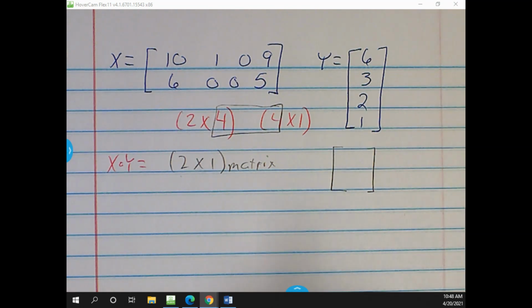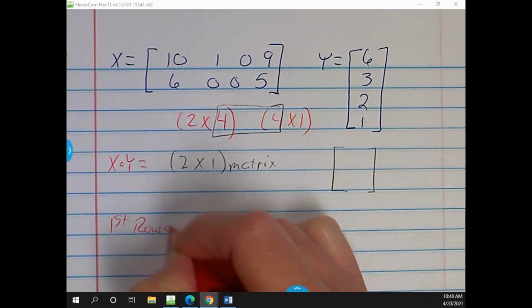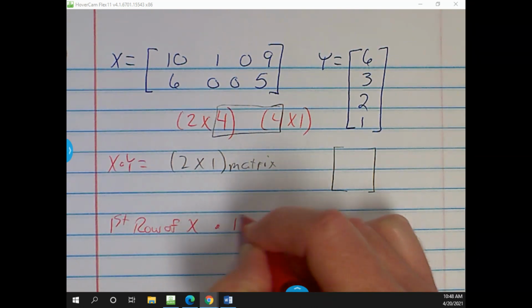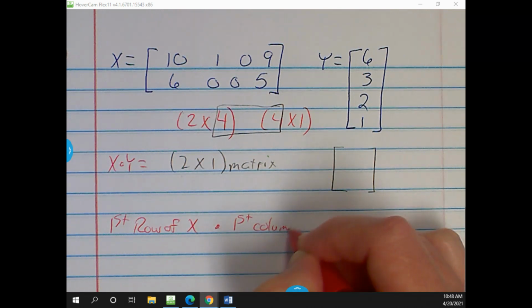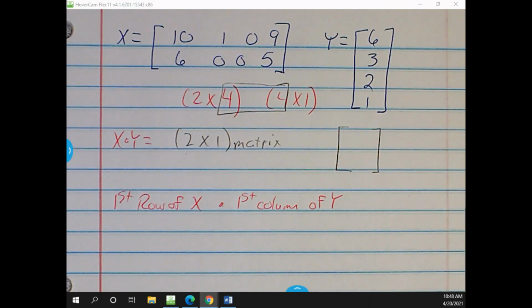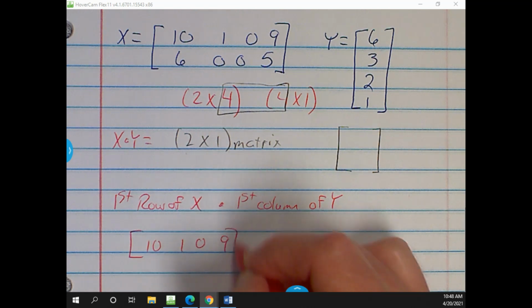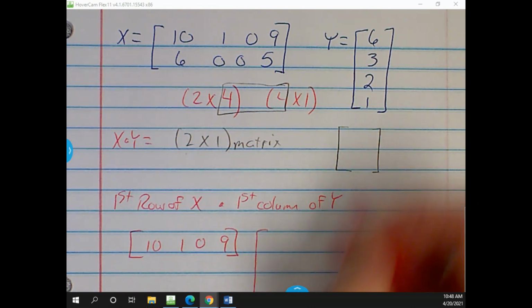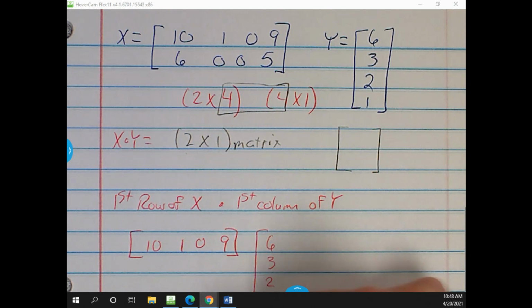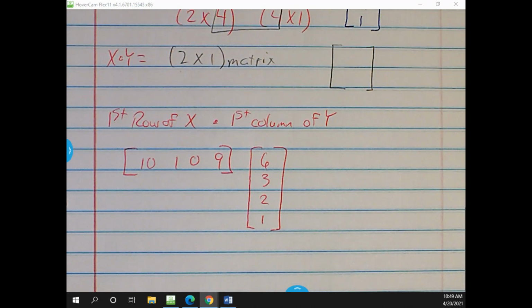Okay, so here we go. If we're going to find XY, it's the first row of X times the first column of Y, which again, there's only one column, so it has to be that way. So first row of X, that's the 10, 1, 0, 9. We're going to multiply that by 6, 3, 2, 1.